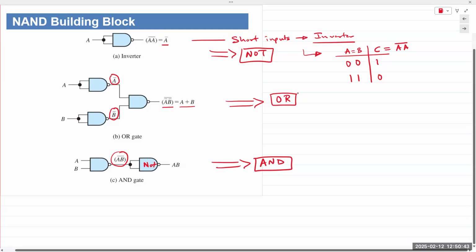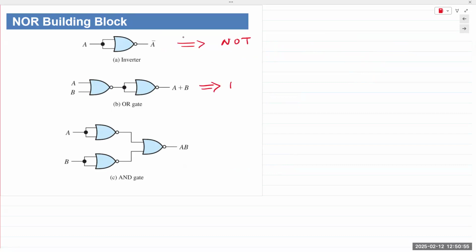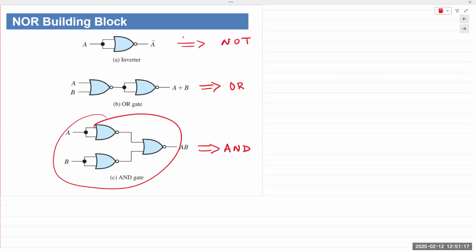Similar to the NAND building block, we can also use the NOR gate as a building block. The NOR gate, again, inverter. And so this is a NOT gate. This is an OR gate. And this is an AND gate. So simply by shorting the two input terminals, we get a NOT gate. We connect a NOT gate to the output of a NOR gate, we get an OR gate. And if we use 3 NOR gates, we can get an AND gate.